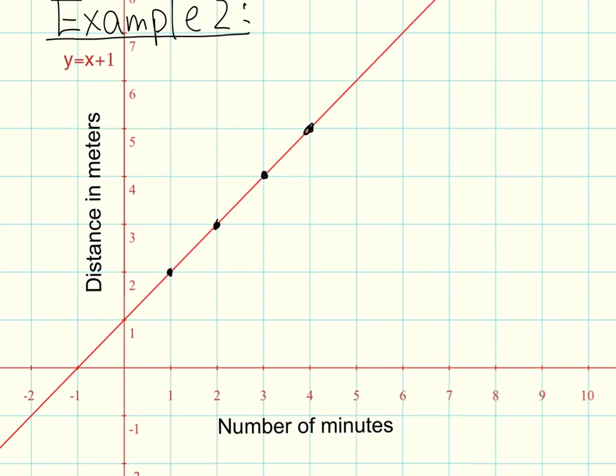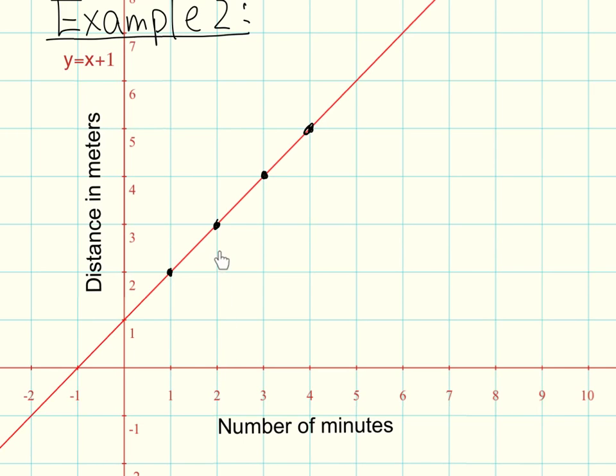Okay, next we're going to make a table. So what I did was I plotted some points that were easy for me to find on this graph. So here I have my line that was drawn on my graph, and I look for points that are easy to find. So if I look at 1 minute and I go up, hey, that's easy to see that that was 2 meters. So I put a point there.